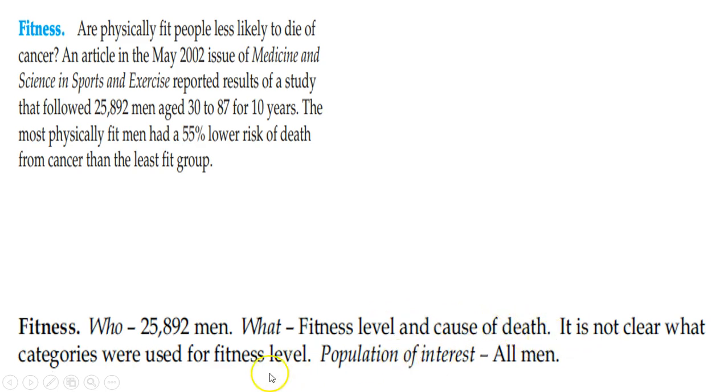All right. Population of interest, though. That whole thing they were looking at, they were basically looking at men. We were looking at men. All right. But men basically ages 30 to 87 as a population.